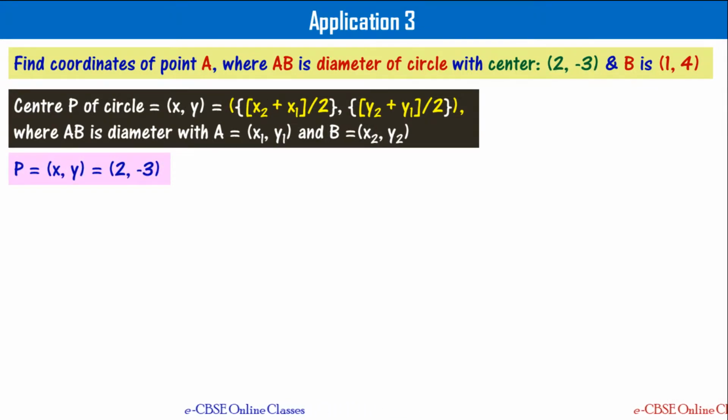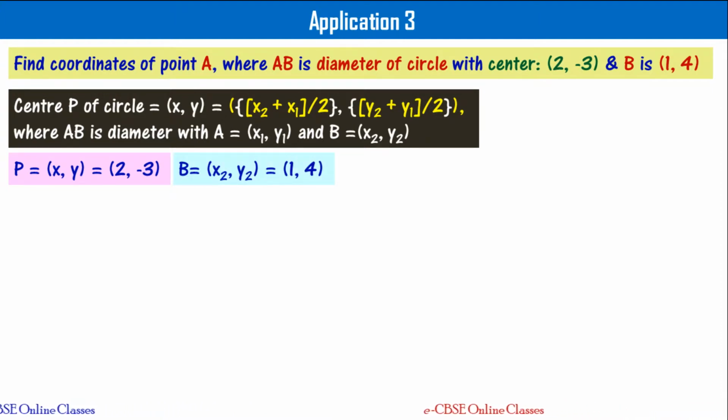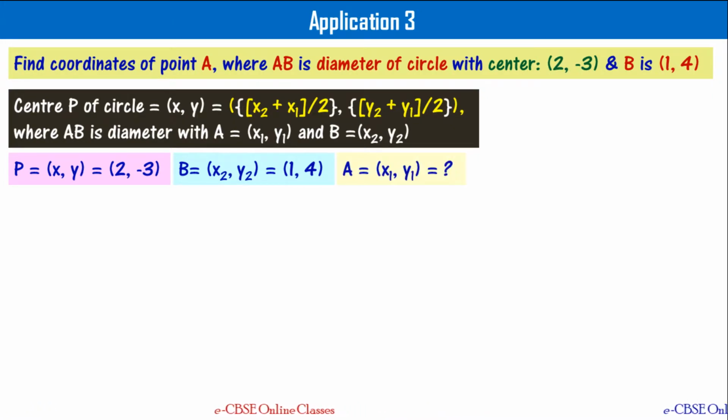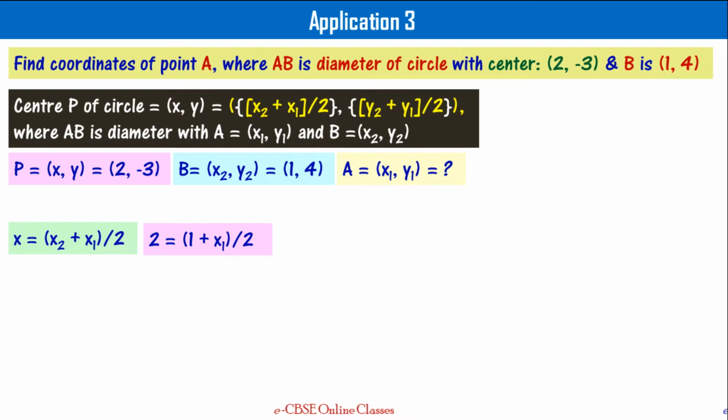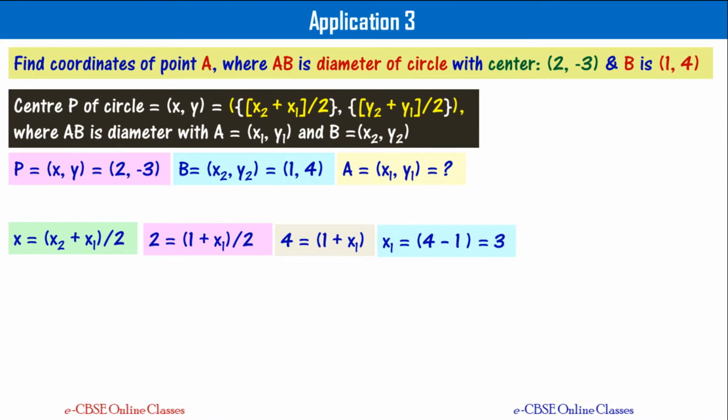Now, in the problem statement, center is given as 2 comma minus 3 and B is given as 1 comma 4. Now we have to find what is the value of A, that is x1 comma y1, right? Just now we have shown that x component of the circle's center can be written as x1 plus x2 divided by 2, right? Let's substitute values of x and x2 given in this equation such that by rearranging this particular equation, one can get value of x1 that is equal to 3.